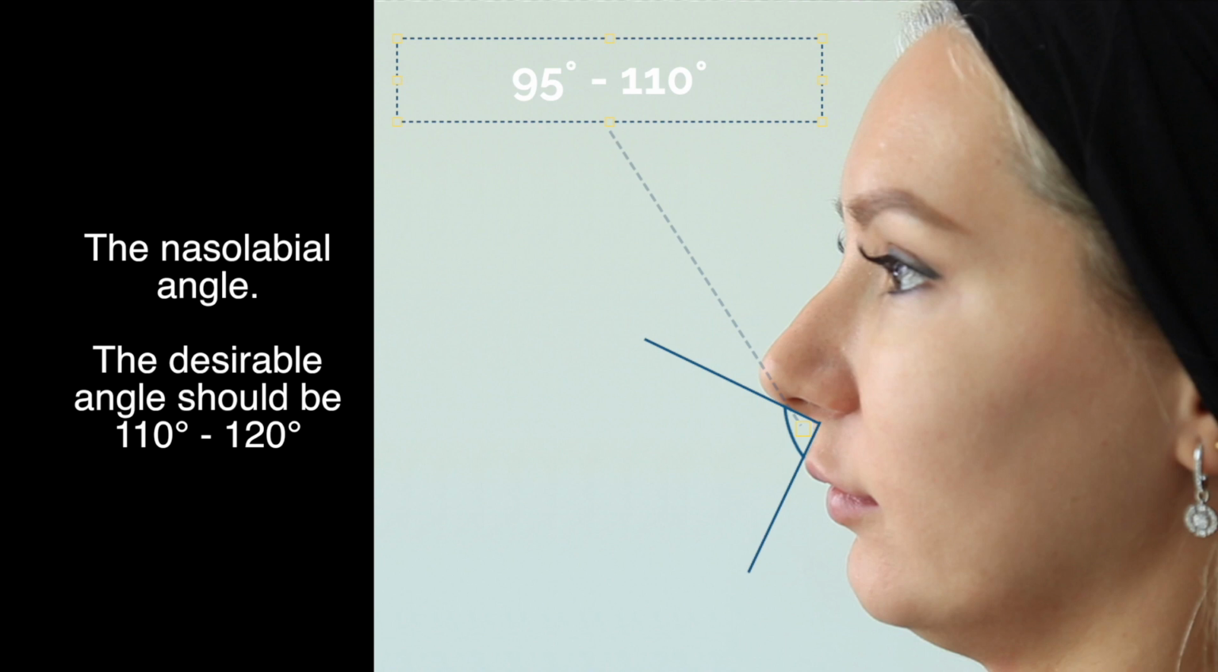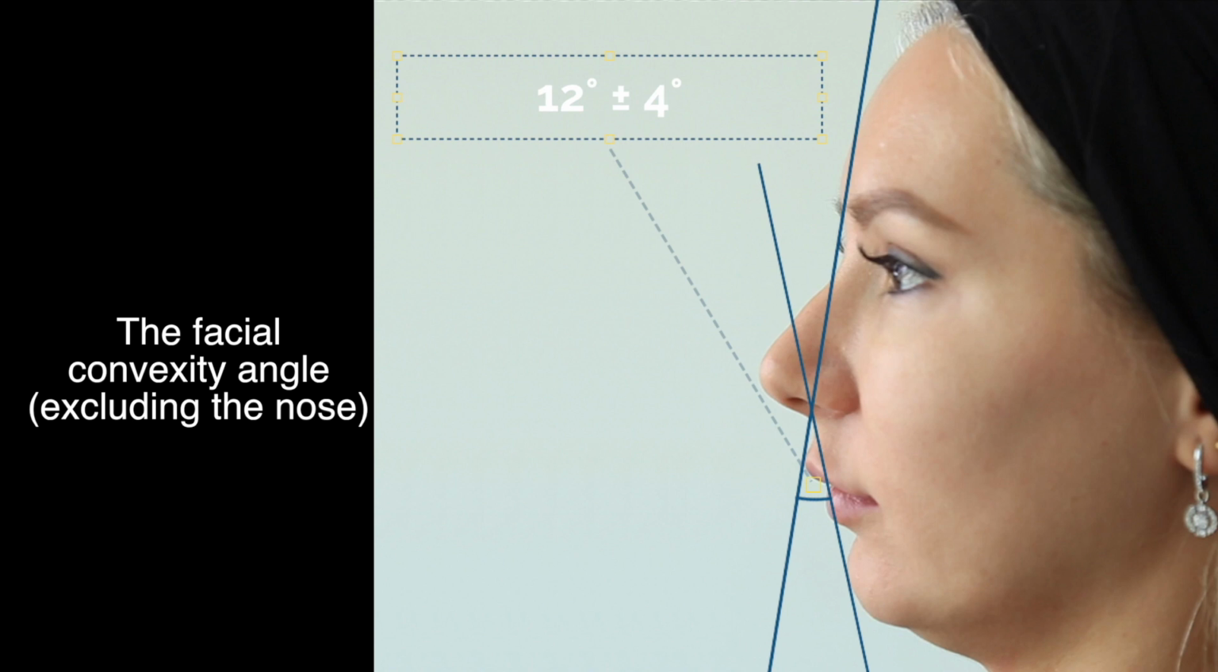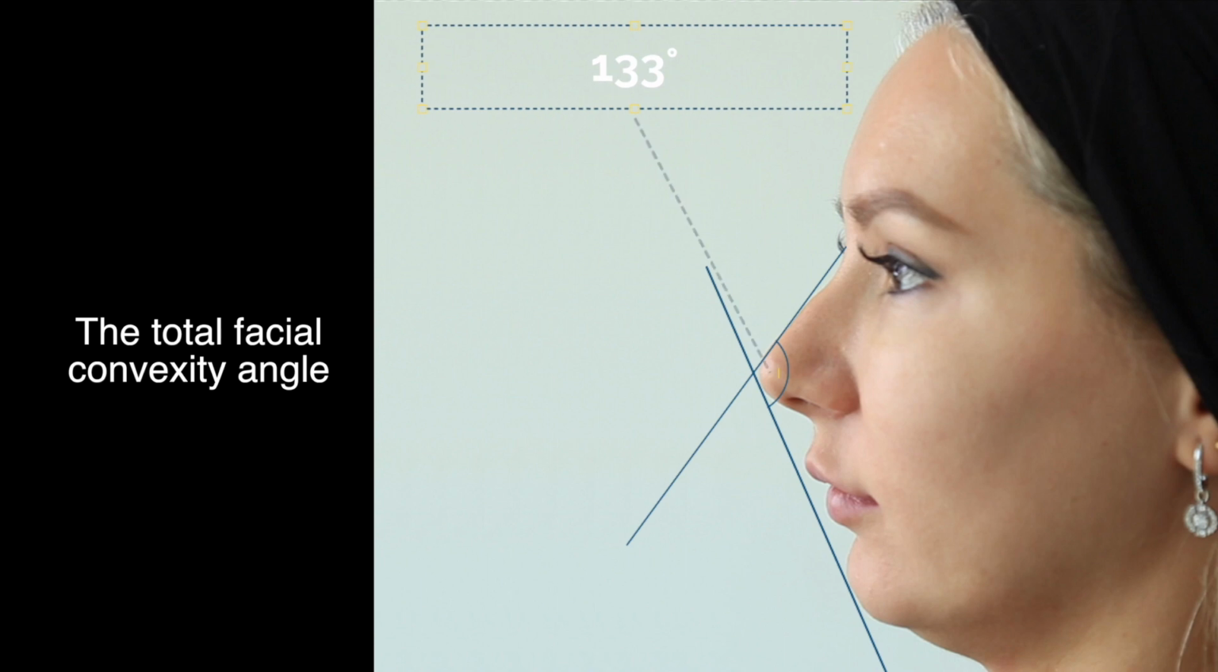The desirable angle is usually 110-120 degrees. According to Schwartz profile analysis, the angle of facial convexity, which excludes the nose, of 12 degrees plus or minus 4 degrees indicates a normal face. The angle of total facial convexity, which includes the nasal tip, is 133 degrees for female patients.